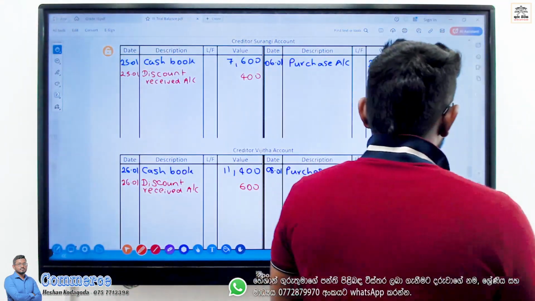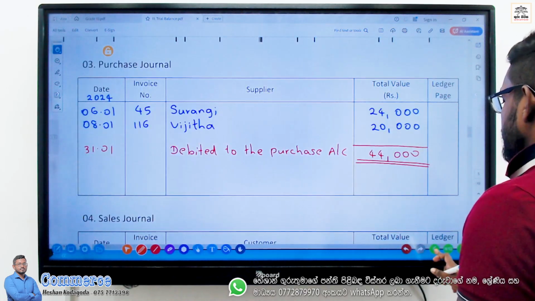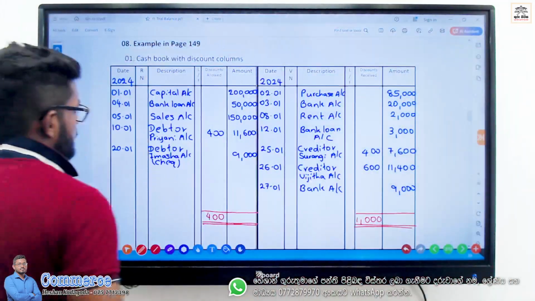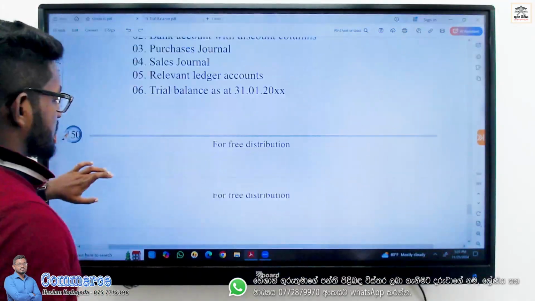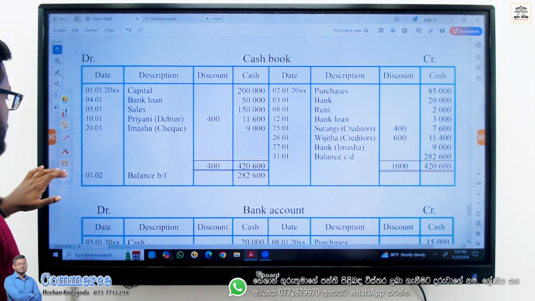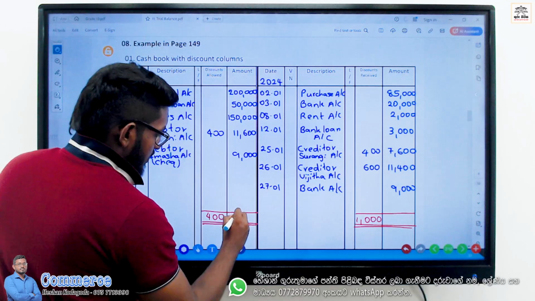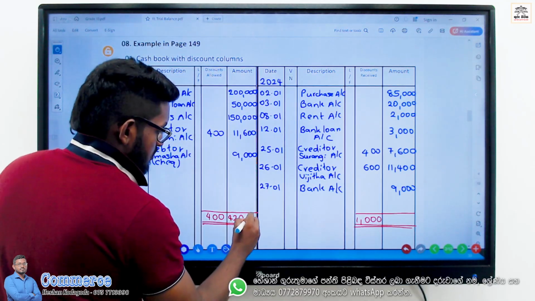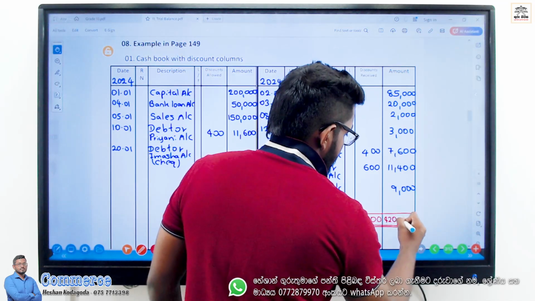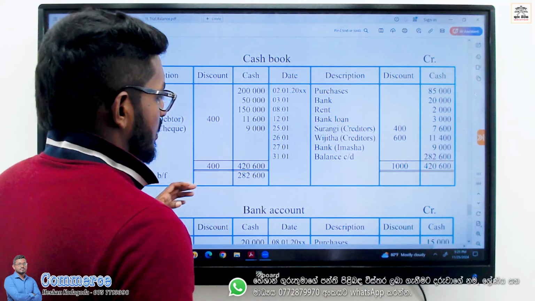Okay, all the things recorded. Now it's the time for the balancing part. Let's balance it and prepare the trial balance, right? Okay, now answers are in the textbook. Am I correct? You know, cash book එකේ debit side එකේ total එක කීයද? 420,600. Get the total of the credit side, then you can deduct it.